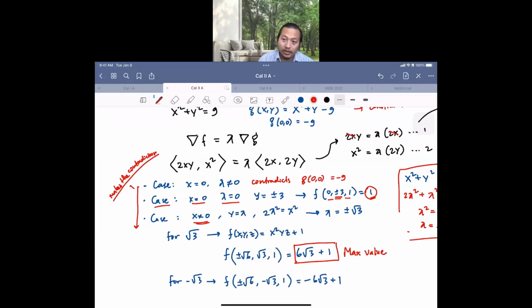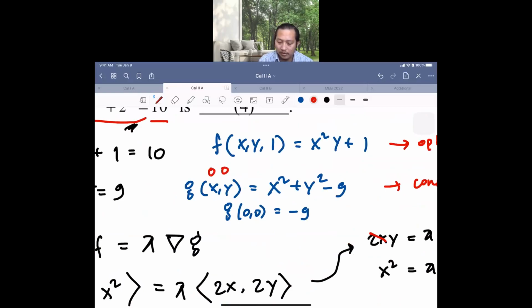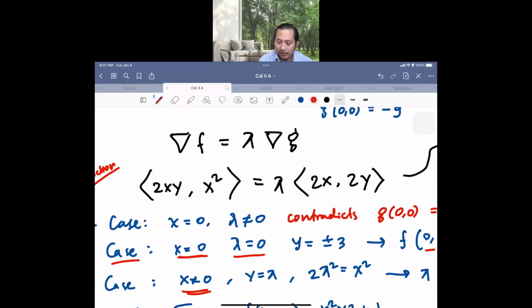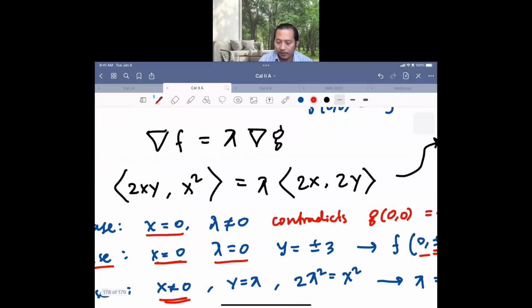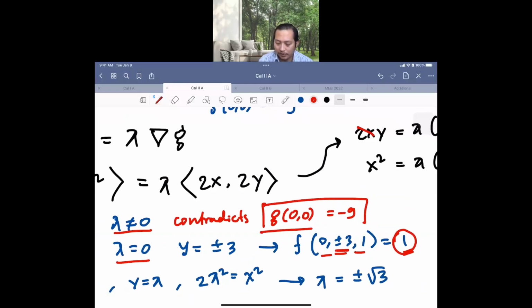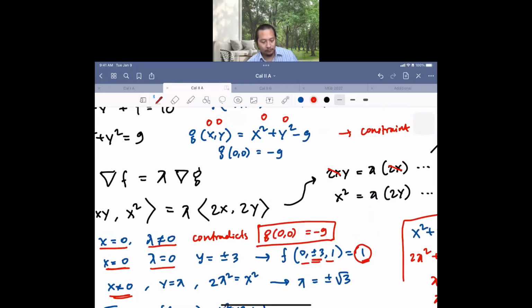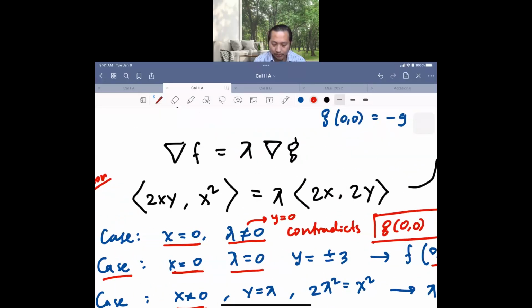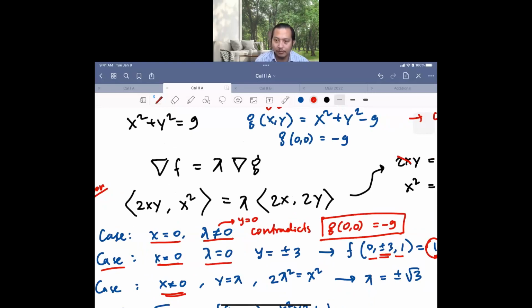But anyway, this is coming from here. This is from where the case is when x is equal 0. And this is the first case, x equals 0. And when x equals 0 and lambda is not 0, this will have this contradiction. Since this is not 0, so y is 0. I forgot to write the y to make it clear.